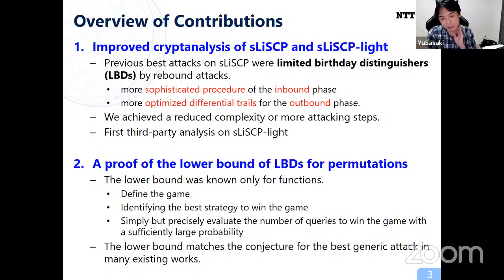Our approach is simple. We define the game, define the best strategy to win the game, and simply evaluate the number of queries needed to win the game. But the iteration is complicated. In the end, we obtain the lower bound, and it matches the conjecture for the best generic attack. So all attacks based on the conjecture are actually valid.